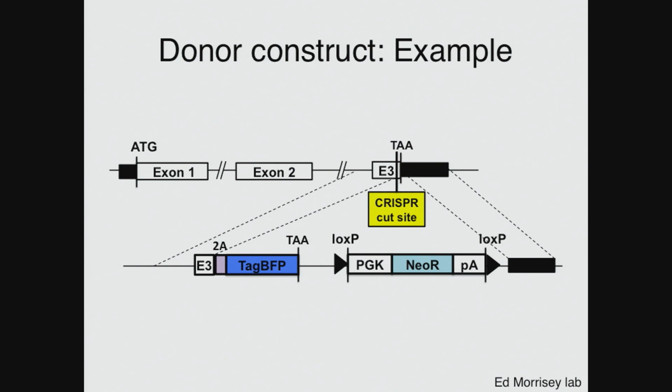So what this means is that if I cut using the CRISPR at this site, some of the time when this cut is repaired, it's going to read off of this donor construct. And instead of just going from exon 3 into the stop codon into the 3' UTR, it's going to add in this tag BFP, fluorescent protein, and this antibiotic resistance cassette.